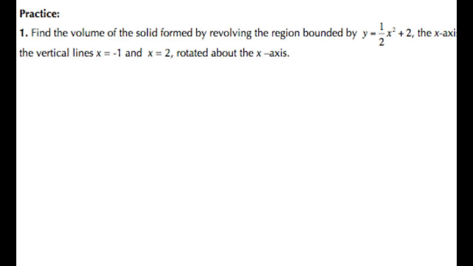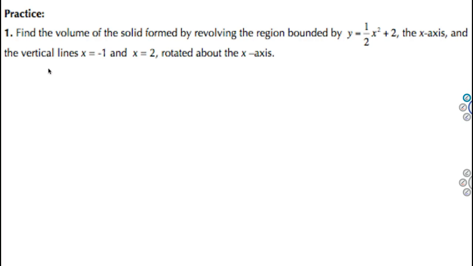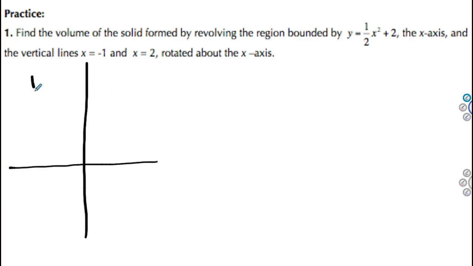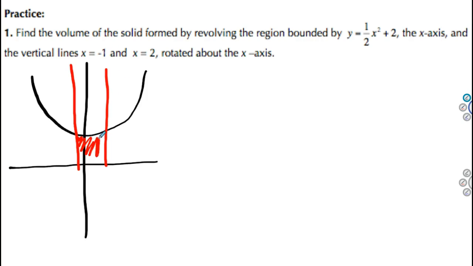So if I wanted to rotate this, the first thing that I need to do is draw myself a very rough sketch of what I'm talking about. Negative 1/2 x squared plus 2 is going to be a fat parabola that comes up at 2. Then it also gave me x equals negative 1 and x equals 2. So I'm rotating this part. The reason they gave me the negative 1 and 2 is so that when I set it up, I have my beginning and end.